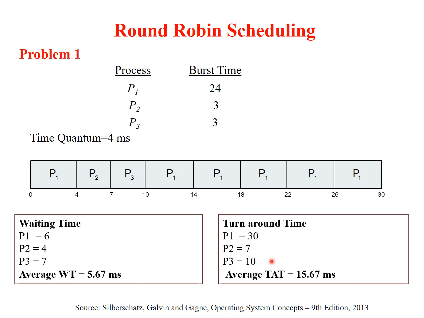Turnaround time is the time interval between the submission and the completion time. So here P1's turnaround time is 30, completion time is 30, arrival time is 0. P2's completion time is 7, arrival time is 0. P3's completion time is 10 and the arrival time is 0. So the difference between the submission and the completion time, average turnaround time is 15.67 milliseconds.